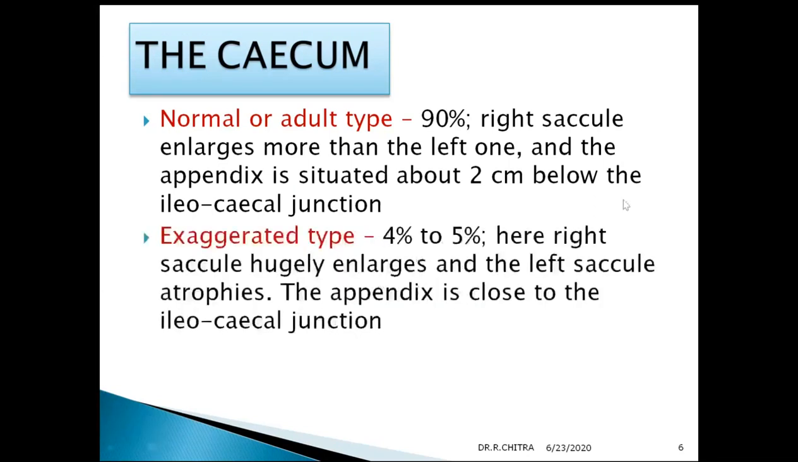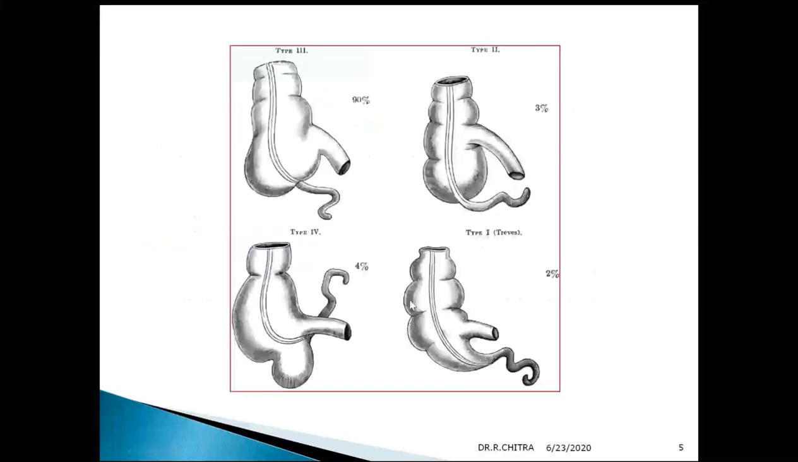If you see in the exaggerated type, the right saccule is enlarged. The appendix is close to the ileocecal junction. So if you see the previous picture, I think you can understand. So this is the normal type, 2 centimeter below the ileocecal junction, appendix is situated. In this, if you see, the appendix is close to the ileocecal junction. This is the exaggerated type.